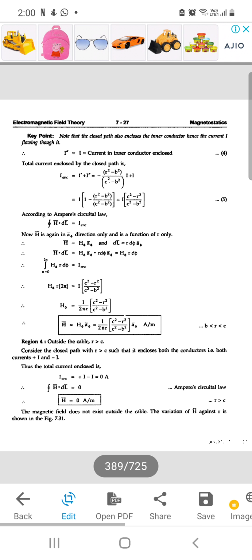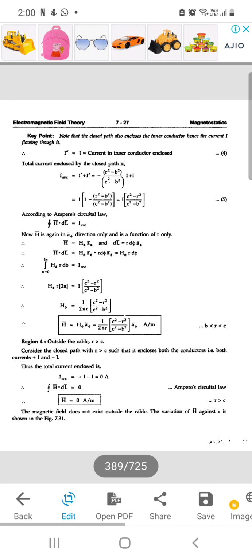So after integration, applying limits and equating H phi, you get the final answer as H phi is equal to I by 2 pi R into C square minus R square by C square minus B square. So H equals H phi A phi, which is equal to I by 2 pi R into C square minus R square by C square minus B square in the direction A phi amperes per meter.